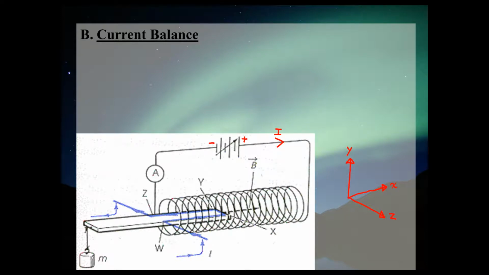To figure out the direction of the magnetic field inside the solenoid, you would need to use the second right-hand rule. So first things first, we're talking about conventional current going through this solenoid. So conventional current means use your right hand.